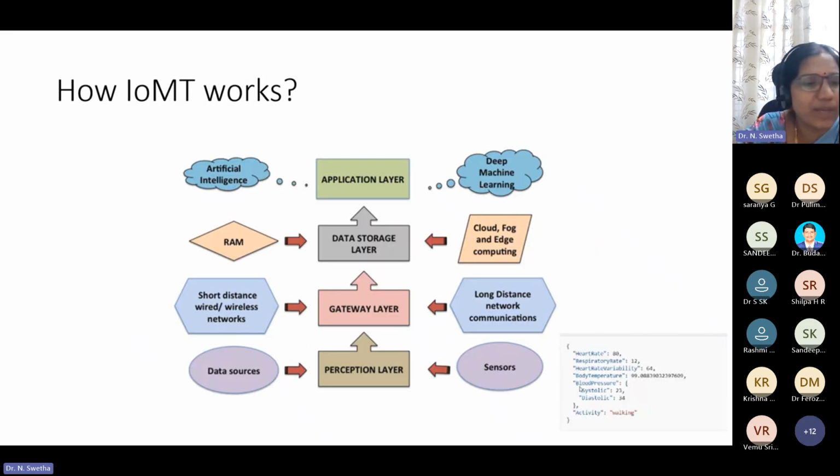So, let me go straight away to how this Internet of Medical Things is working. I think you know all these layers, but let me show all the layers. Some of them just know the application layer, because in the application layer people have many medical data sets which are available on the internet.